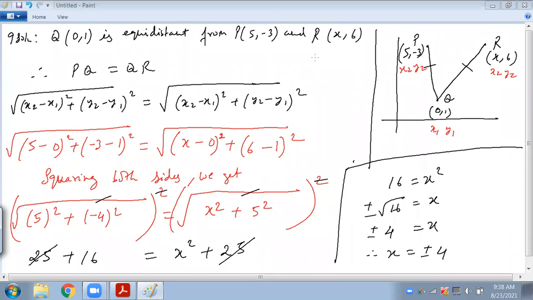Done? Okay, but we don't have time today. So we have to find QR and PR.